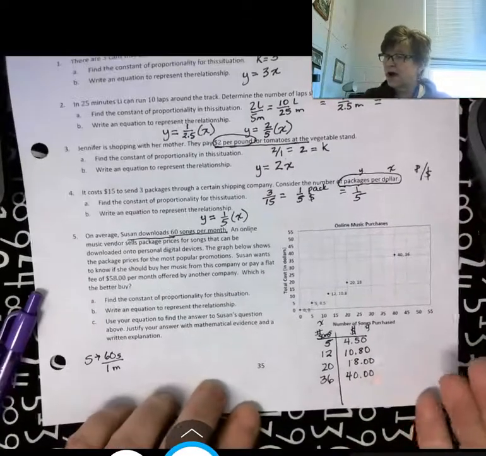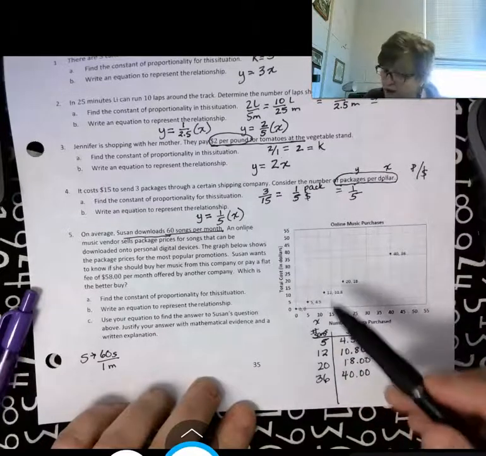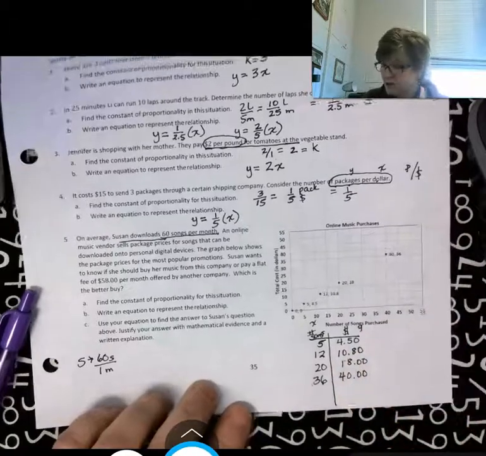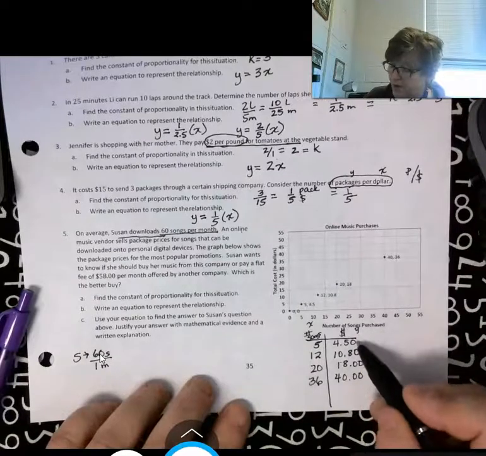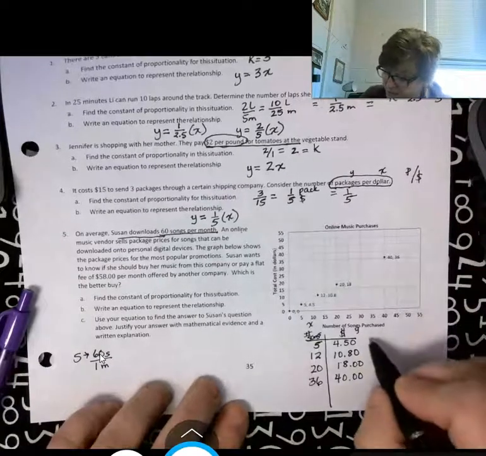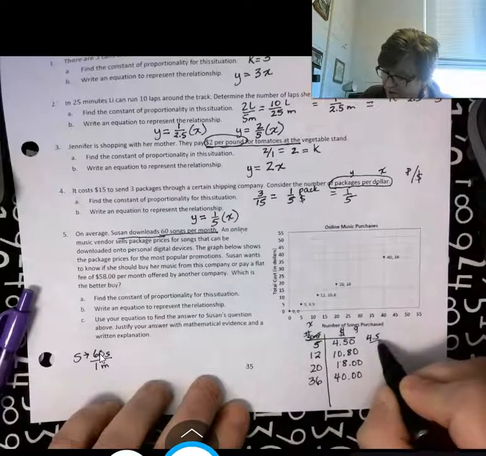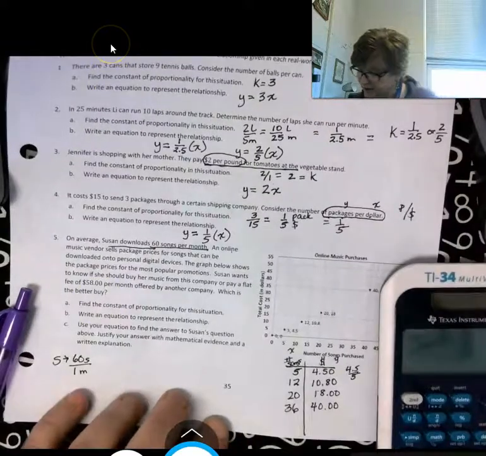So right now, I don't know, is this proportional? It's looking like it's proportional, but we have to test it. In order to test it, we have to set up our Y divided by X. So if I do 4.5 over 5, and let's put that in our calculator.